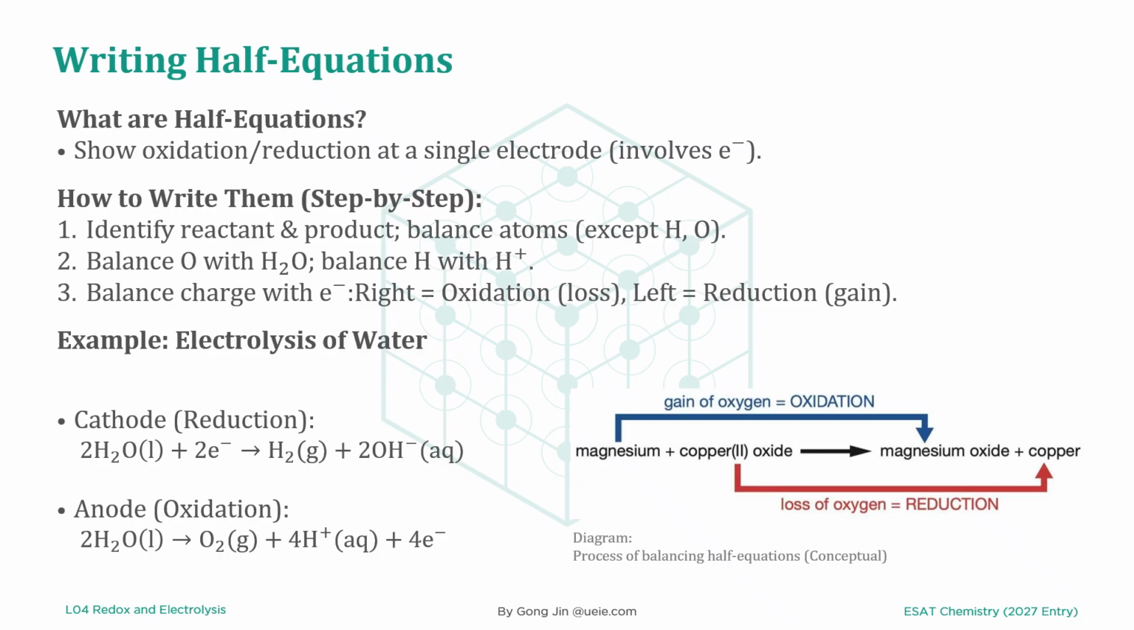Then, balance the items, starting with everything except hydrogen and oxygen. Next, balance oxygen by adding water, and hydrogen by adding hydrogen ions. Finally, balance the overall charge by adding electrons. Remember, electrons on the right mean oxidation, losing electrons, and electrons on the left mean reduction, gaining electrons.